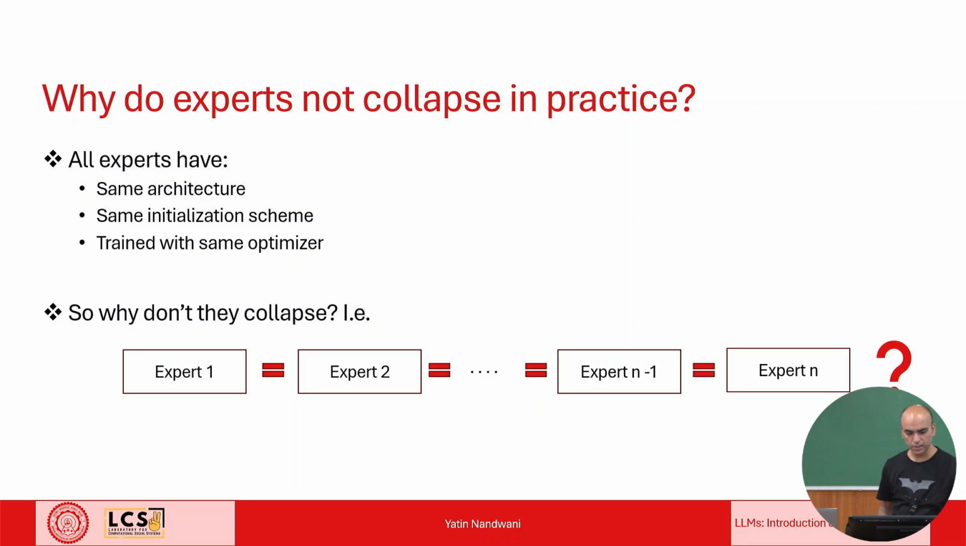So there are some practical considerations when we are training MoEs, right? So one question is that why should these experts not collapse, right? I mean, you're training it through backpropagation. All of the experts have been initialized using the same scheme randomly though, right? They are trained using the same optimizer. It is possible that all of them will learn the same weights. How will you ensure that they are learning different weights, right?